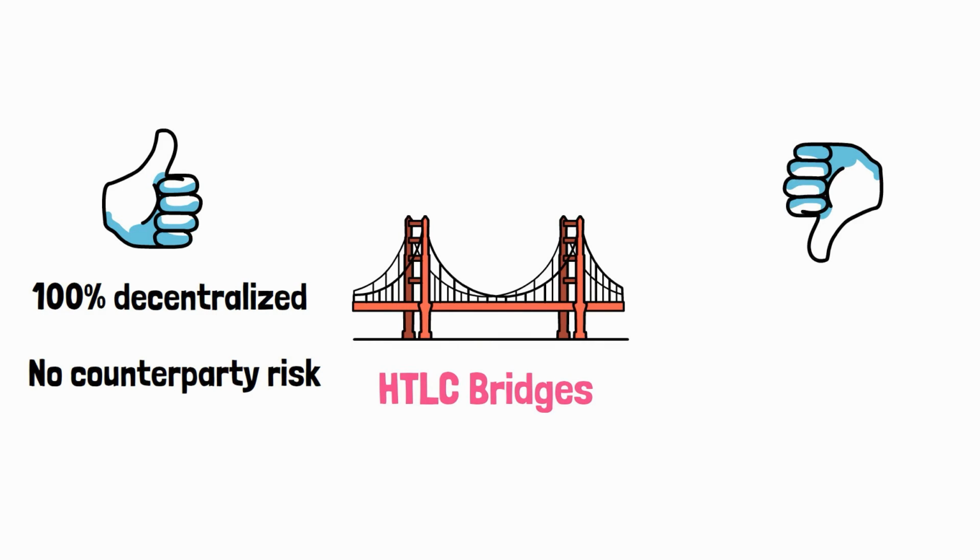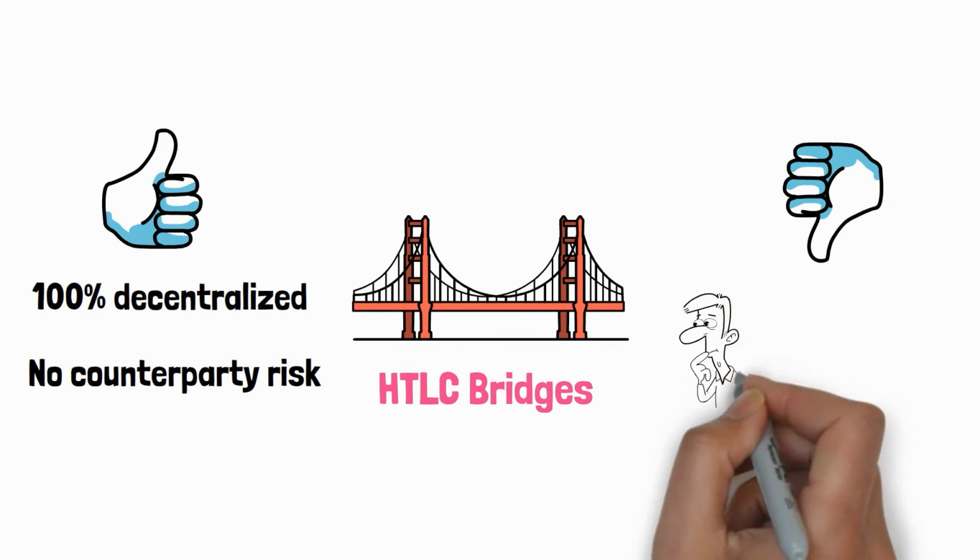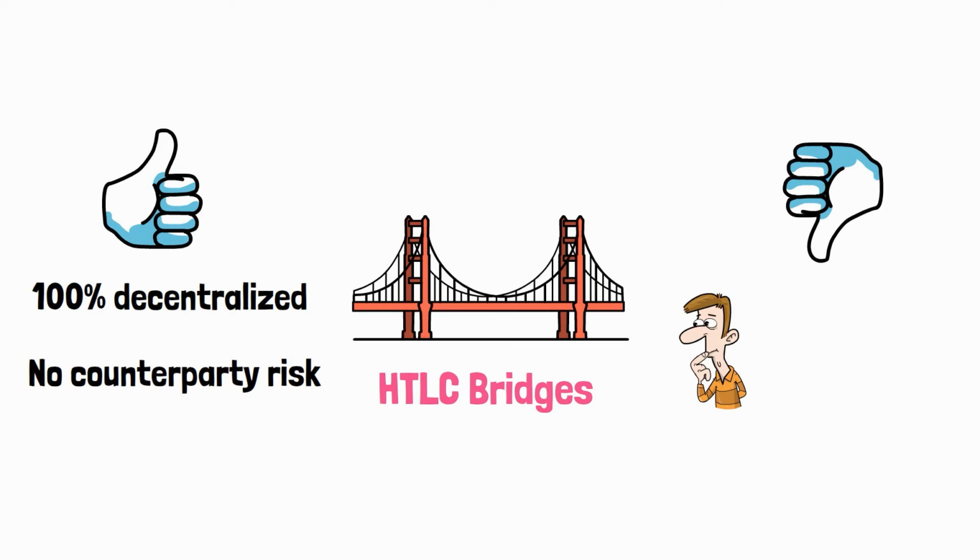But there are also a few disadvantages. First, an HTLC bridge is complex to use. Second, an HTLC bridge is slow. And finally, you can only use an HTLC bridge if both blockchains have smart contract capabilities.